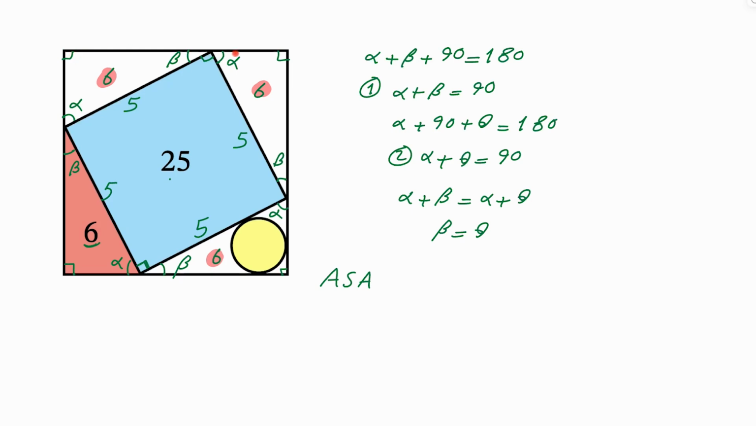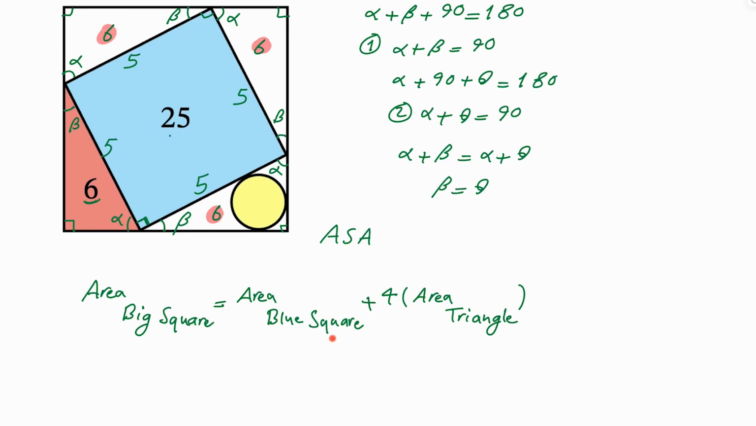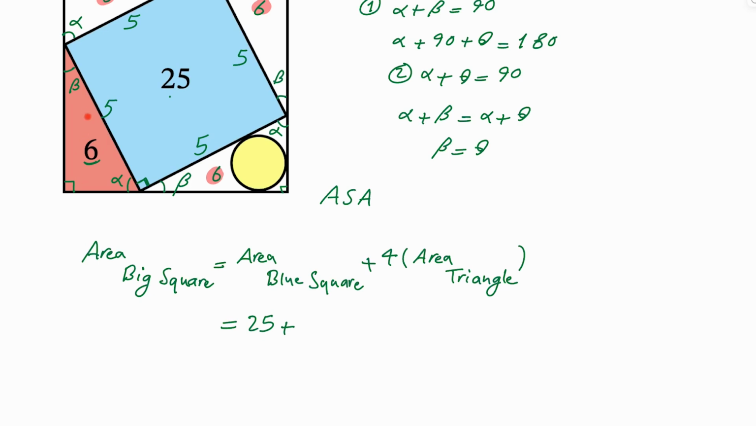So now we can find the area of this big square. We can write the area of the big square is equal to the area of this blue square plus the area of 4 triangles. So we know that the area of this blue square is 25, and the area of each of these triangles is 6, so 4 times 6, and finally we will have 49. So the area of the big square will be 49.